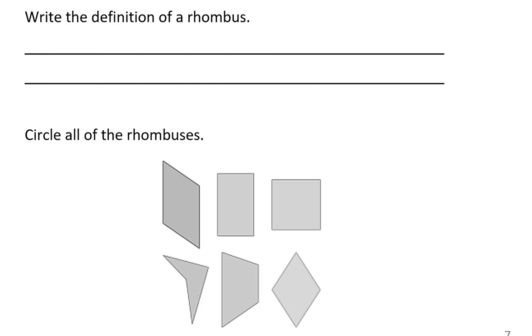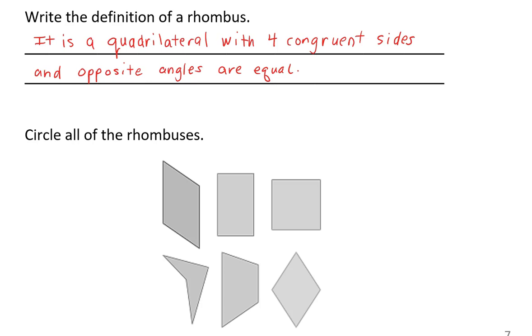Here we're going to write the definition of a rhombus. Technically, all we really need to write is that a rhombus is a quadrilateral with 4 equal sides. I am going to include the information that tells us that opposite angles are equal, just because it's good information to have. And here's my definition: it is a quadrilateral with 4 congruent sides and opposite angles are equal.